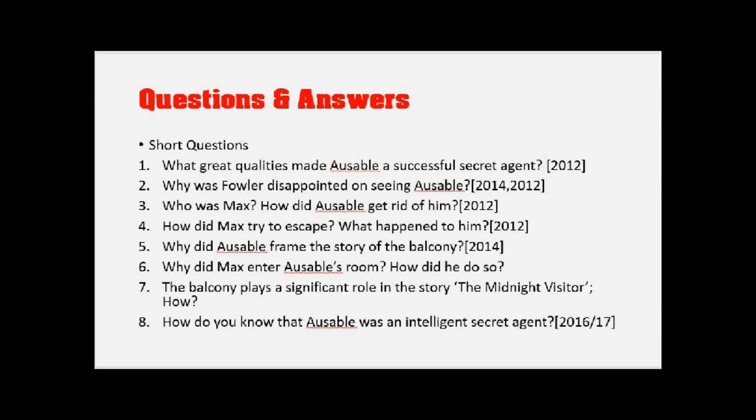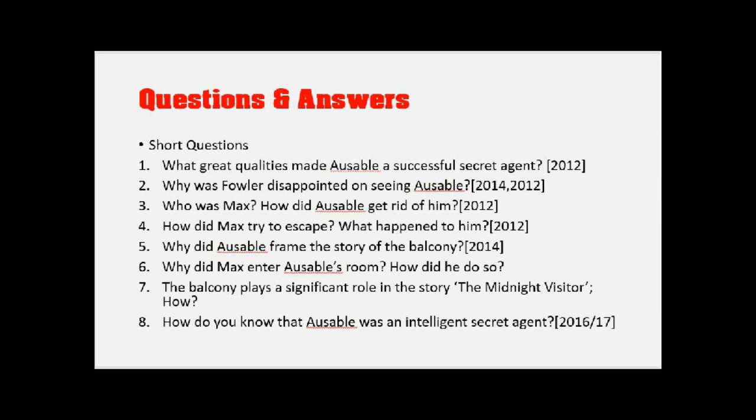Why did Max enter Ausable's room? How did he do so? He did so by using a pass key. And why? Because he wanted to take the report regarding the new missiles, and he knew that Ausable was going to get those papers. The balcony plays a significant role in the story The Midnight Visitor.